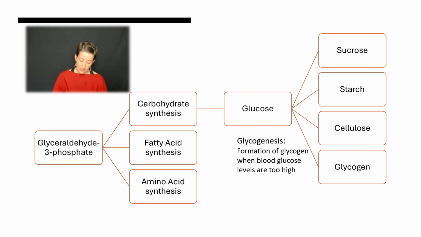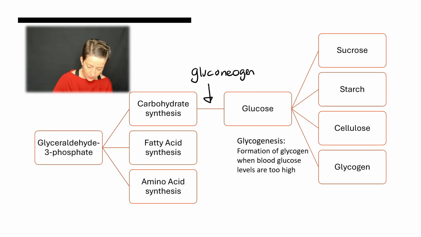We then looked at gluconeogenesis, that process of taking small 3-carbon compounds and building them up into glucose. Glucose is that primary monosaccharide that then builds up our polysaccharides.